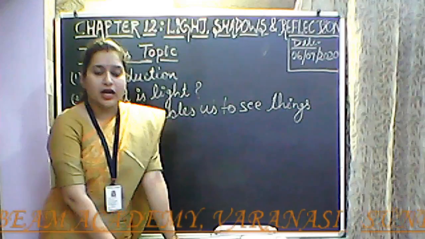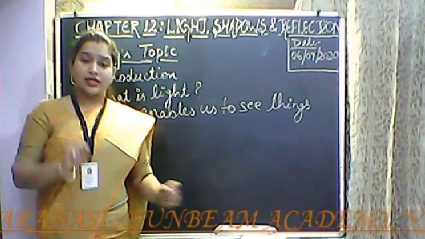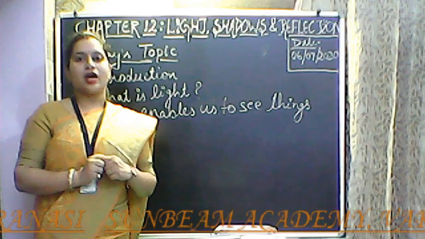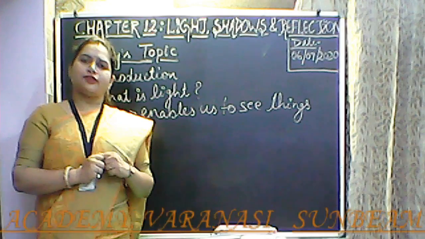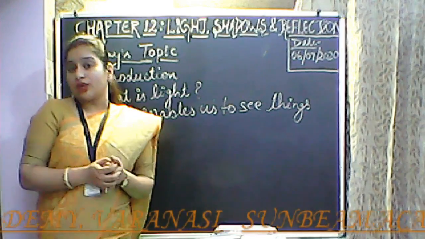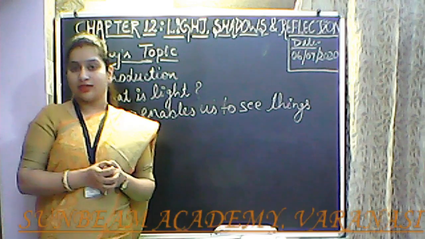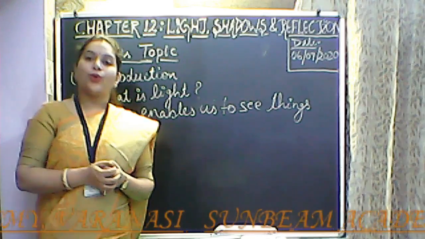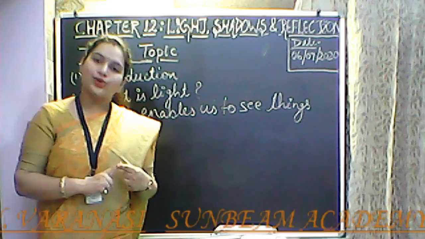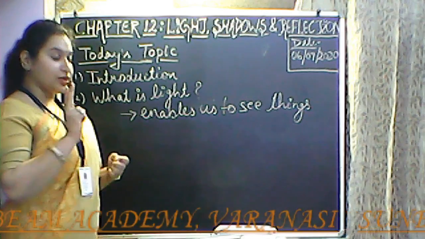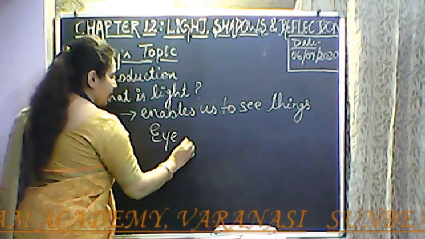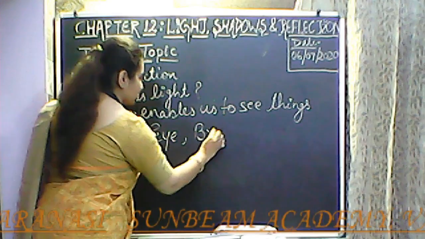But now tell me one thing. Is it only light that is important to see an object? Now you will say, ma'am, what if the light is on and we close our eyes? Then also we will not be able to see the thing. So only light is not the factor to see the object. We also require two more things, that is eye and brain.